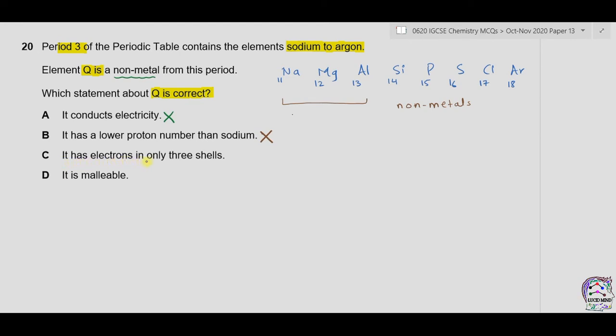C. It has electrons in only 3 shells. As Q belongs to period 3 of the periodic table, period 3 means that we have 3 electron shells. And this is true for all the elements of period 3. So C is correct. D. It is malleable. Now this is a property of metals, because only metals are malleable as they can be converted into sheets, while Q is a non-metal, so it is not malleable. The correct answer is therefore C.